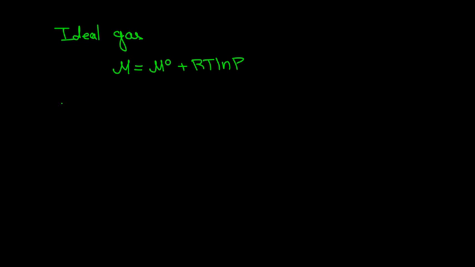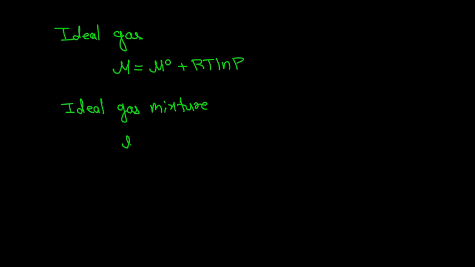Now if you have an ideal gas mixture, again we are going to go into the details of why we have mu 0, what are the characteristics of mu 0 and so on. But if you want to define something called an ideal gas, it has to be a gas which follows mu equals mu 0 plus RT ln P.